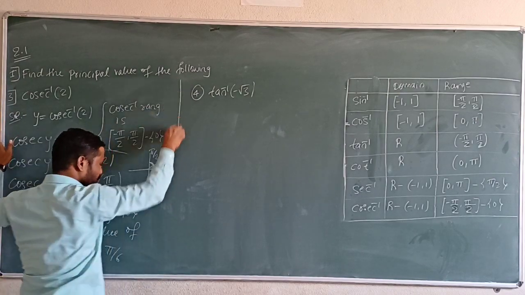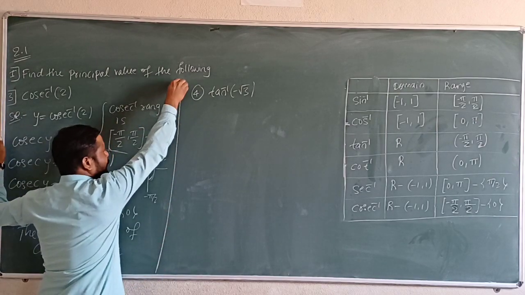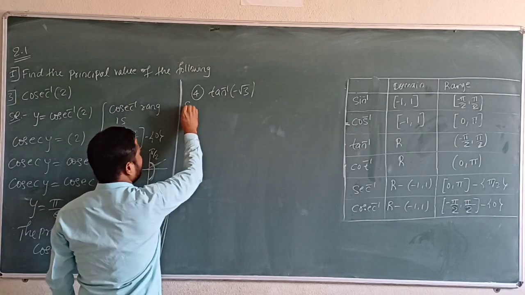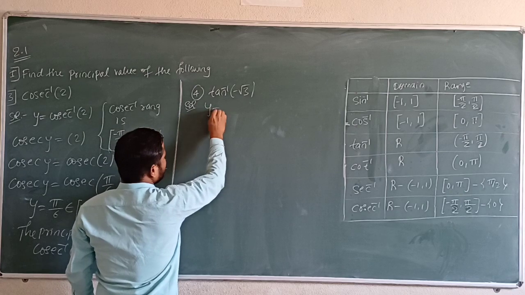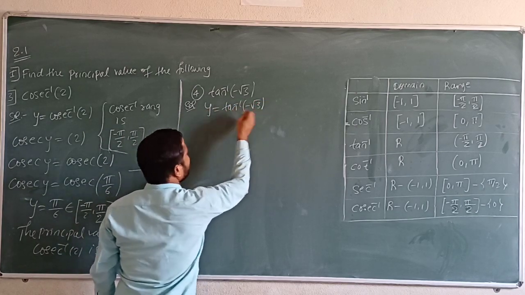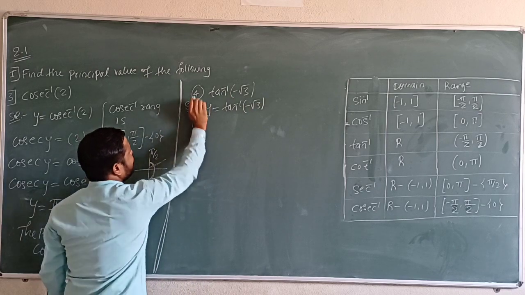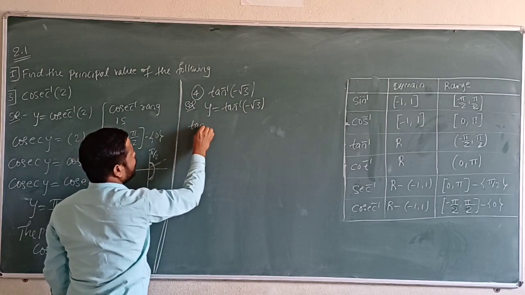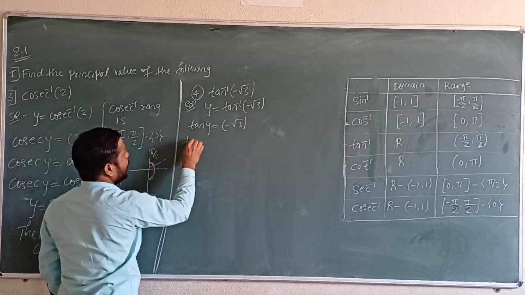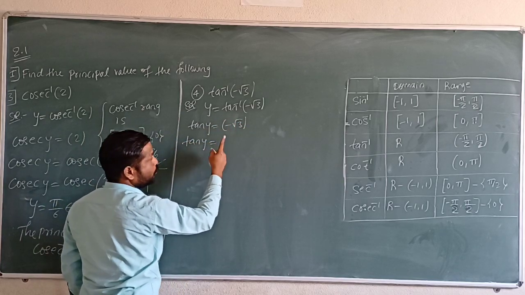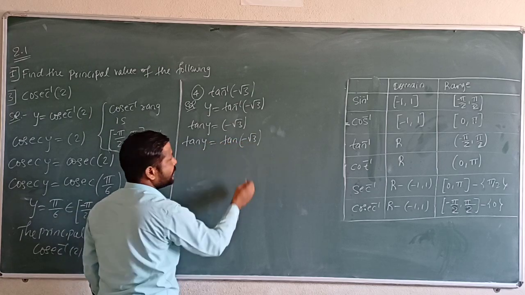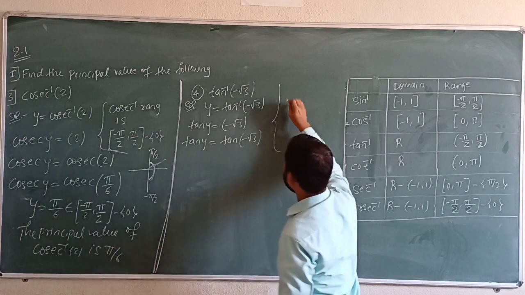Take question number 4. Solution: y is equal to tan inverse of minus root 3. Transfer tan inverse, it becomes tan y is equal to minus root 3. Search for tan of what gives minus root 3. But before that, practice the tan inverse range.